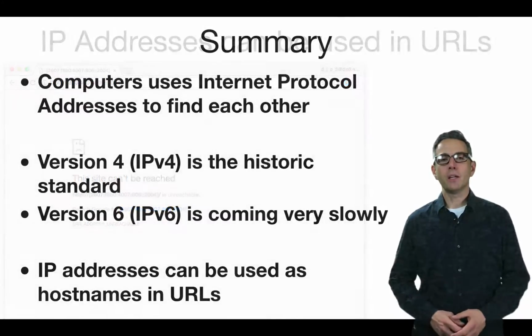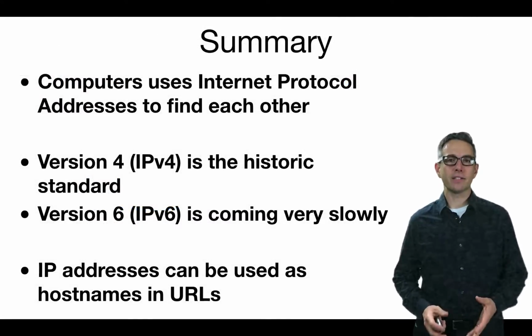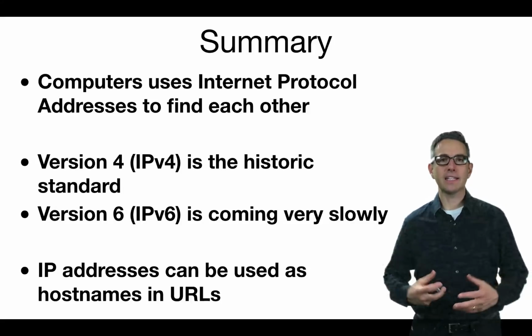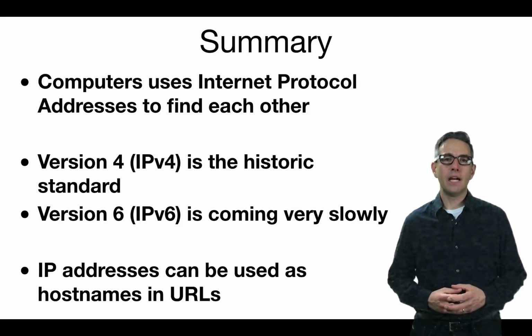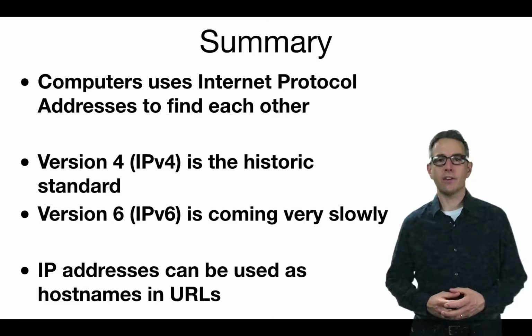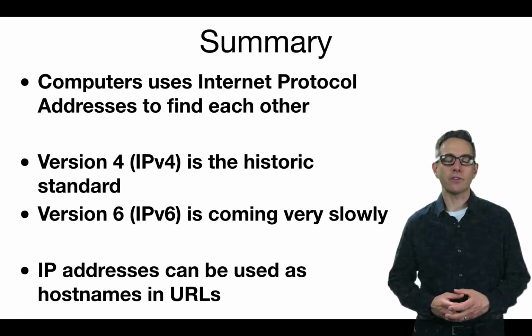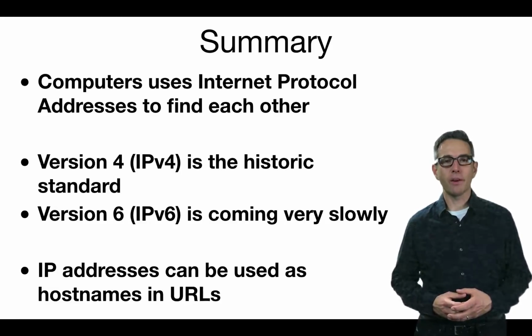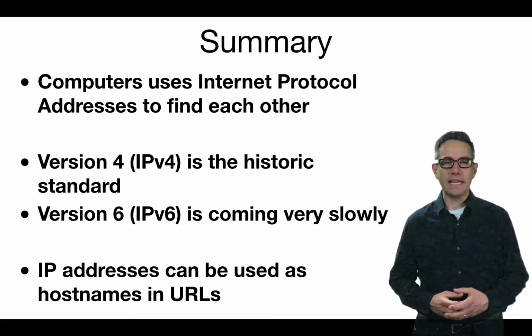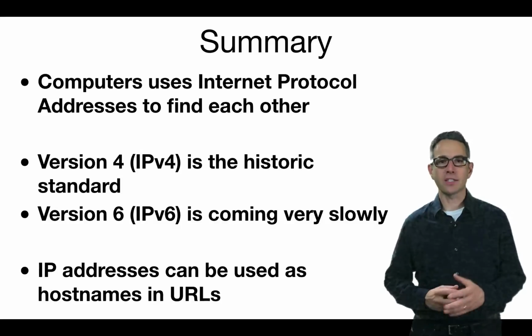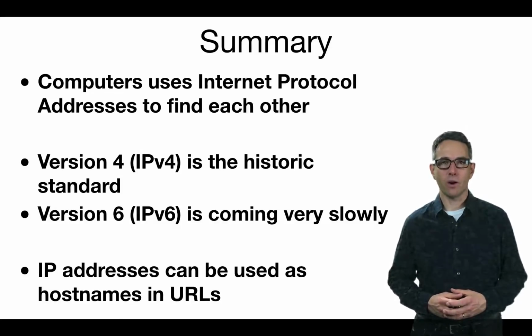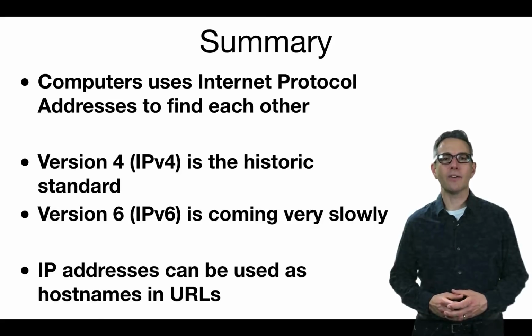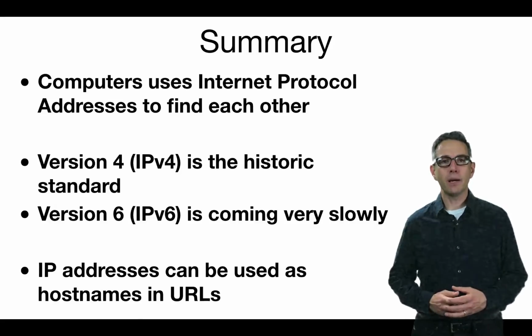So in summary, computers use Internet Protocol addresses to find each other when they're all connected together on the massive Internet. IPv4 is the historic standard and the one that you're most likely to see in the near future. And IPv6 is coming along very slowly. Right now we're in a transition stage where many networks are able to use portions of IPv6 alongside a full IPv4 network. Finally, IP addresses can be used as host names in URLs, sometimes in the browser, but in other cases where you need to use a URL as well.